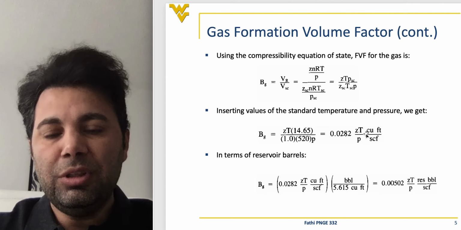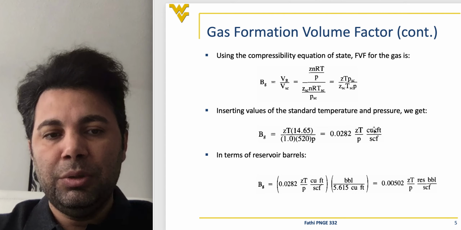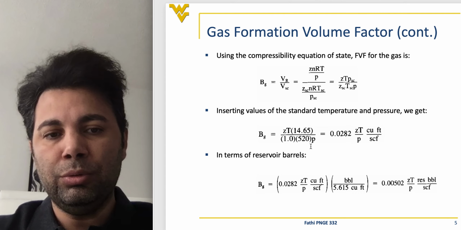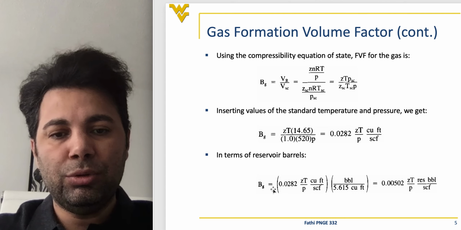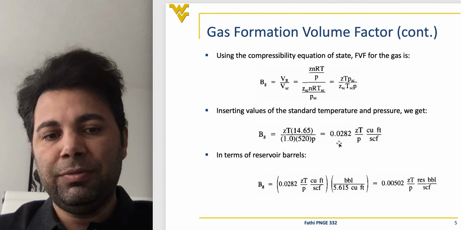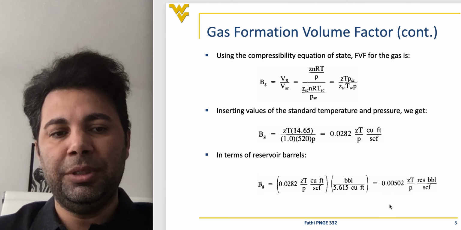So depending on the question, if you want to report the Bg in reservoir cubic feet per standard cubic feet, this is the equation that we are going to use: Bg is equal to 0.0282 ZT over P. And if the question asks you to report the Bg in reservoir barrel per standard cubic feet of gas, then you divide this number by 5.615 or simply use Bg is equal to 0.00502 ZT over P.